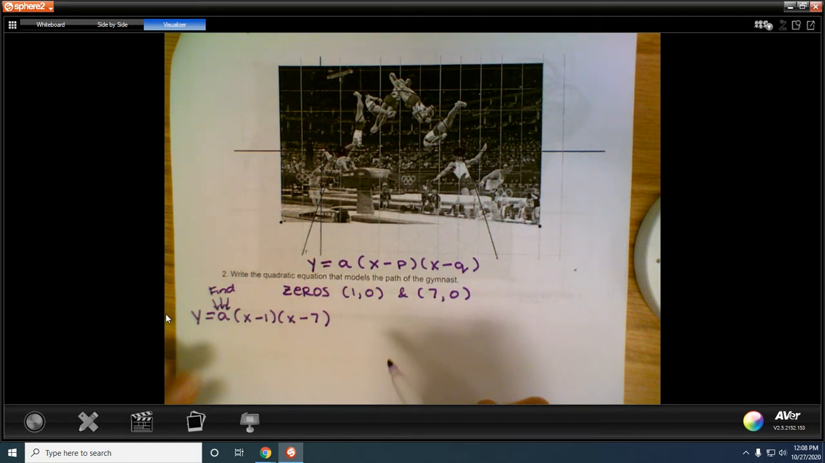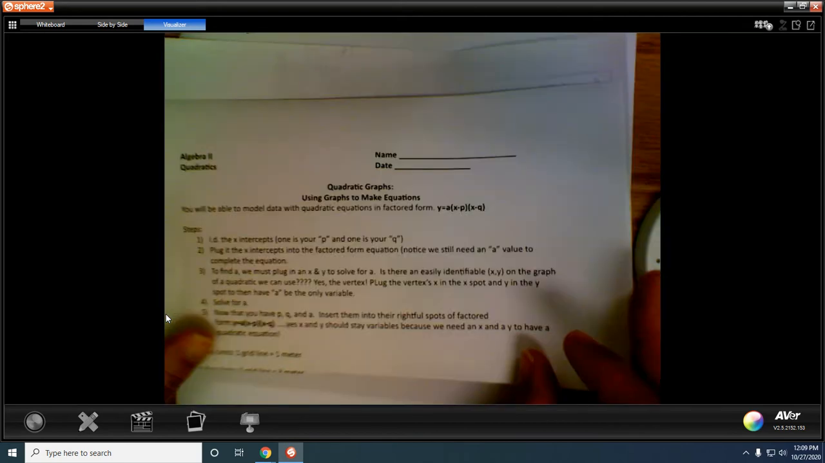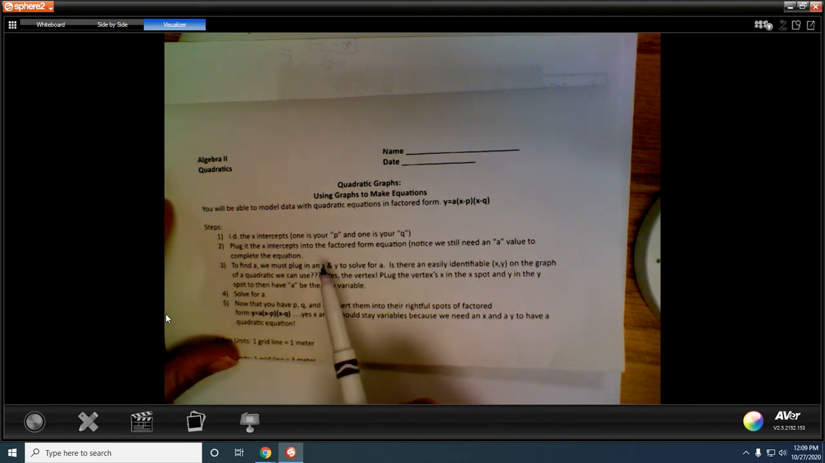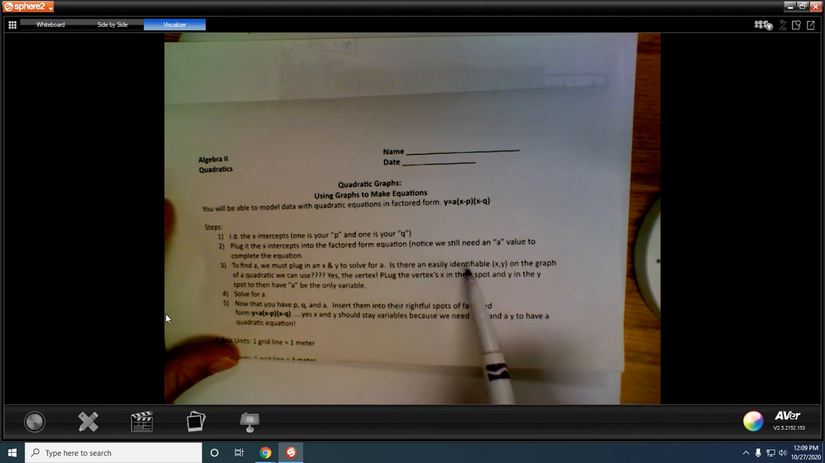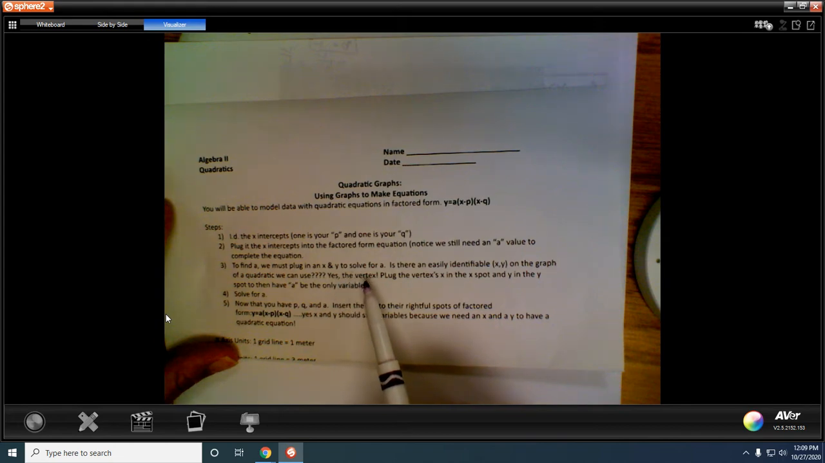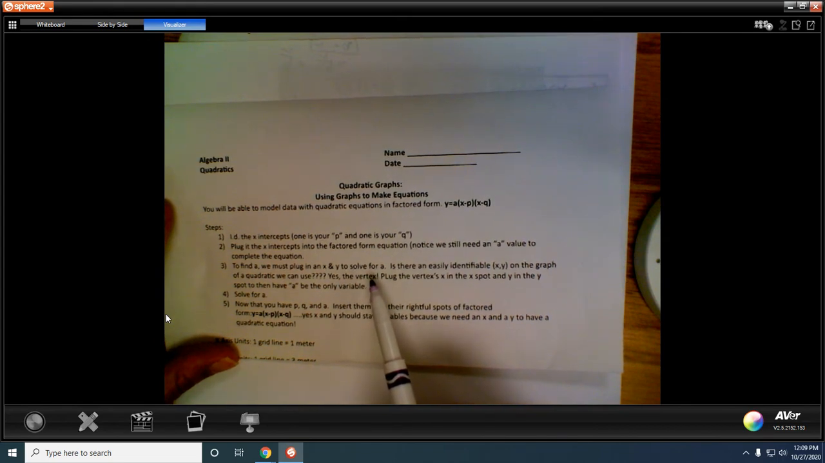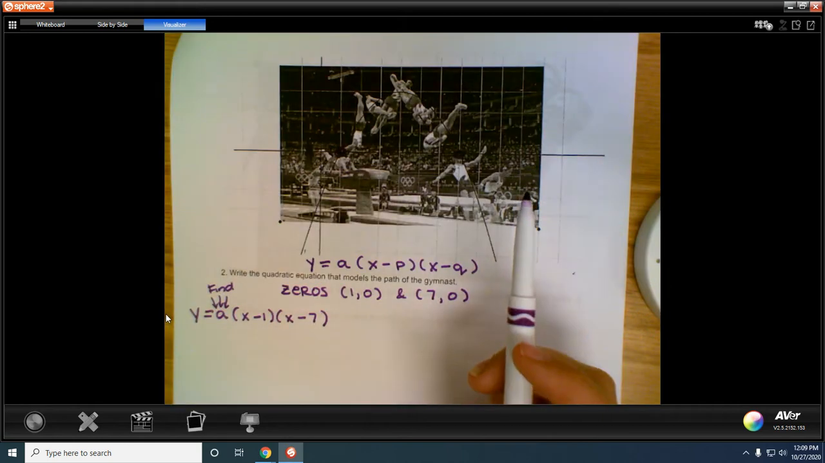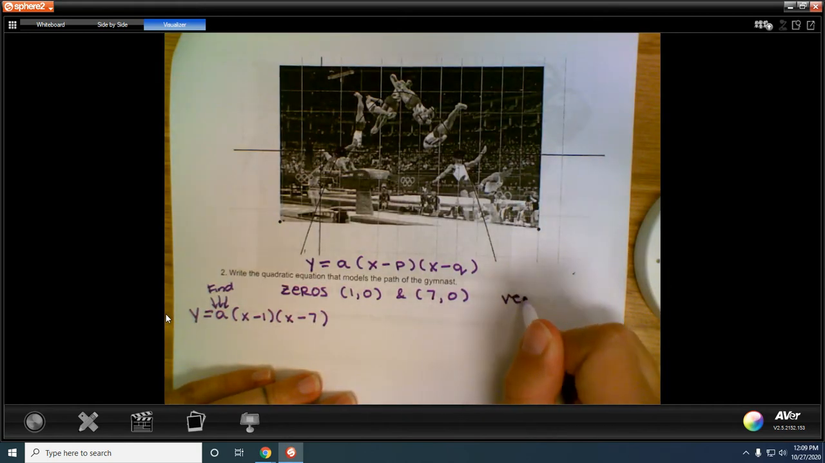So how should we find a? Well, if we look at our steps, to find a, we must plug in an x and a y to solve for a. Is there an easily identifiable x and y on the graph that we can use? Yeah, there is. The vertex. The vertex is that top point or bottom point of the quadratic. We're going to plug in the vertex's x in the x spot and the y in the y spot. So then we have a as the only variable. So let's label our vertex now.